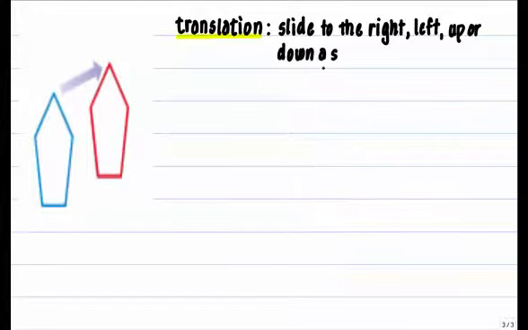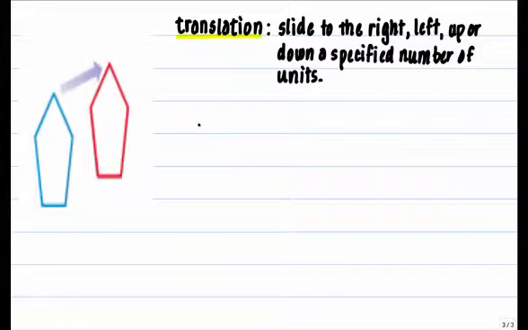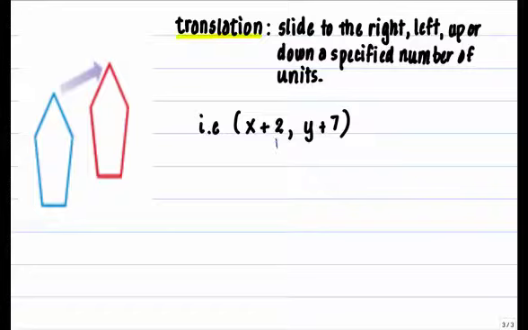Here's a way that we will write our translations. In parentheses, x plus 2, comma, y plus 7. The x plus 2 means that I'm going to move my original image 2 units to the right. The plus means positive, and the 2 is the number of units. The y plus 7 means that I'm also going to move it 7 units up. The positive comes from plus.